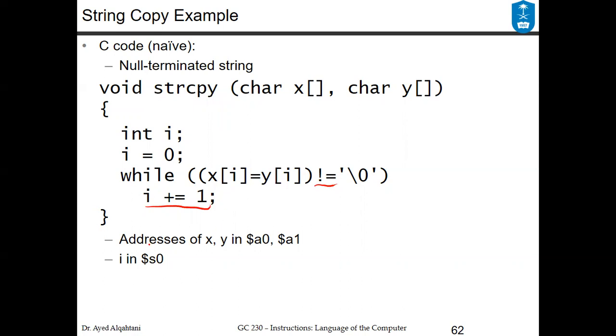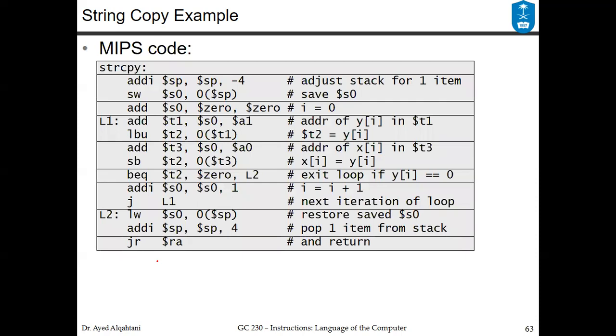Here we assume that the addresses of the X and Y, which is this one and this one, this is not an assumption. You should do that actually, because now they are arguments. So X must be A0 and Y must be A1. And we have I in S0. Since we are using S0, now you know that you need to push it at the beginning and pop it at the end. And this is the assembly language. So we pushed the S0 and we popped the S0 at the end, followed by jump return.